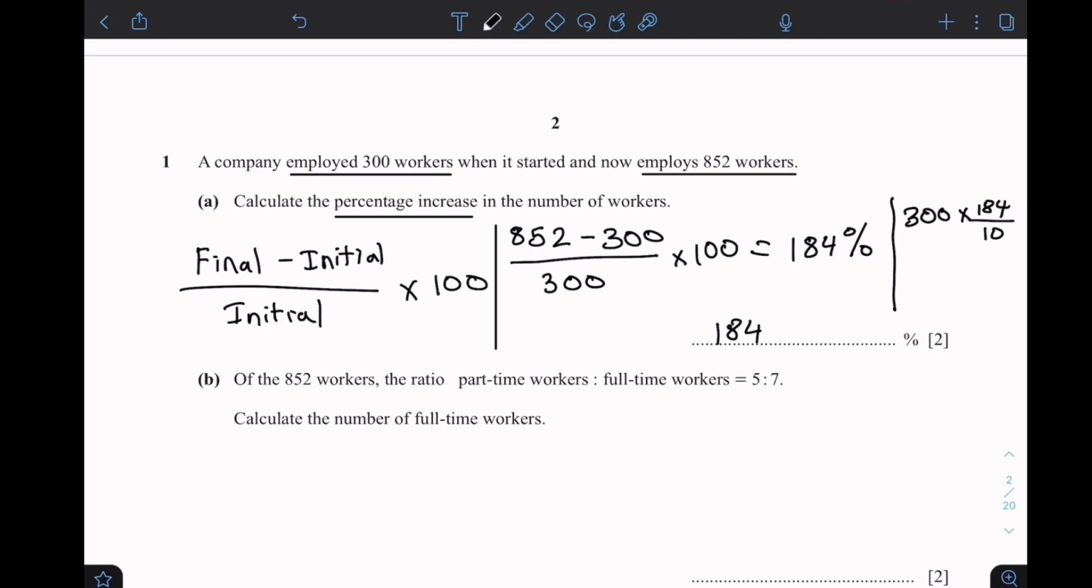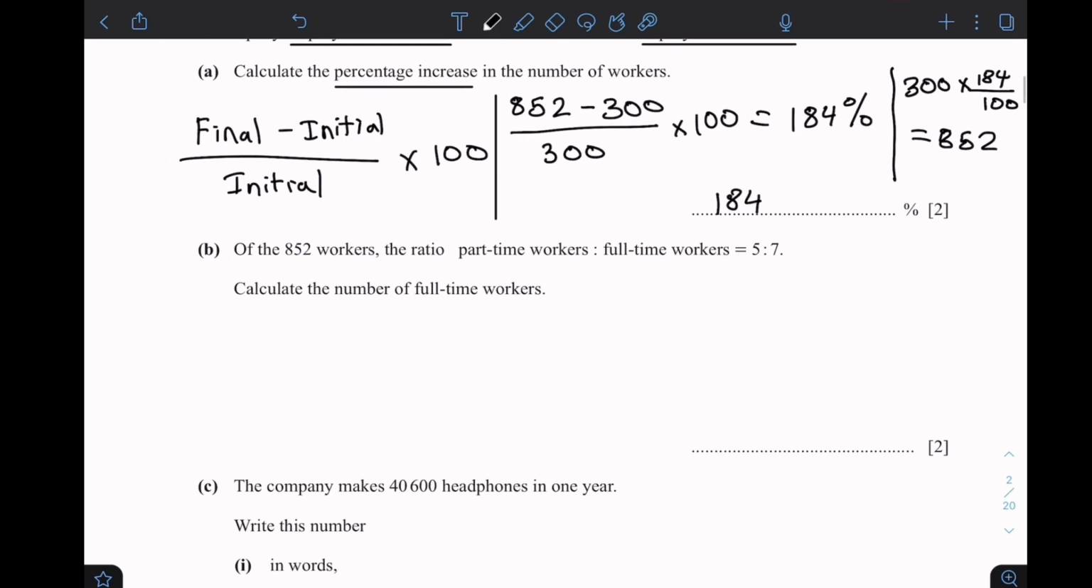Okay, and if you want to check your work, all you can do is you can do 300 into 184 divided by 100 to calculate. So basically you're multiplying 300 by 184% to see if it equals 852, and with the calculator it should equal 852. Okay, using the calculator.